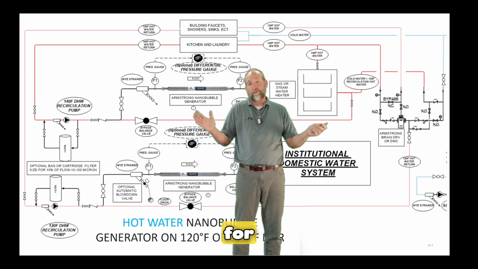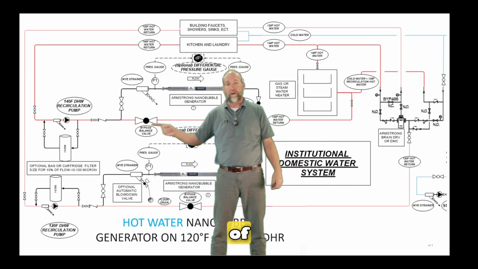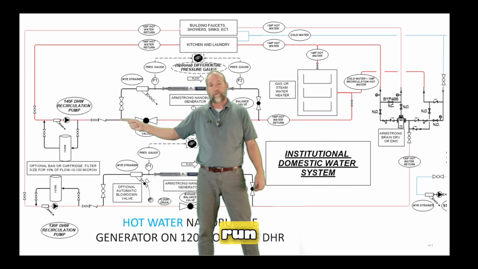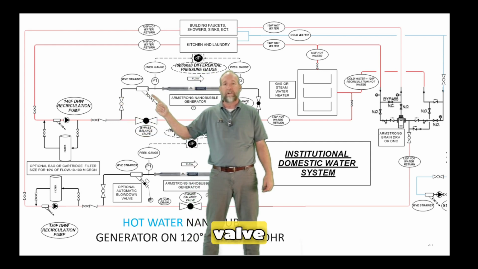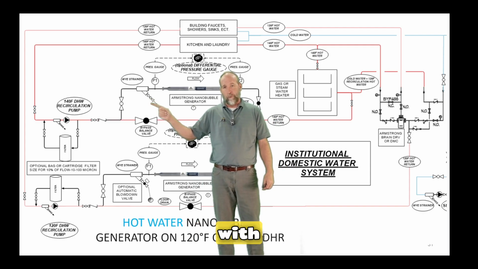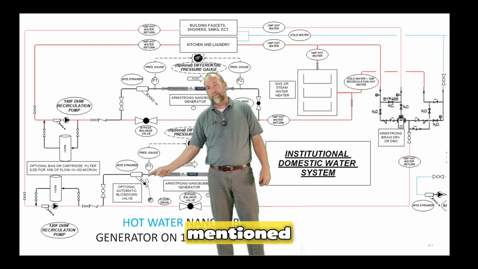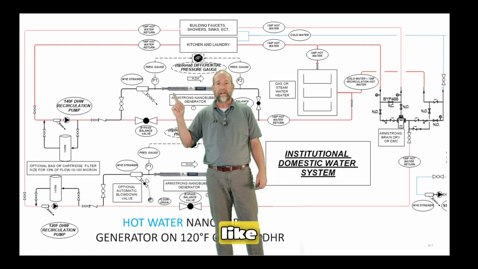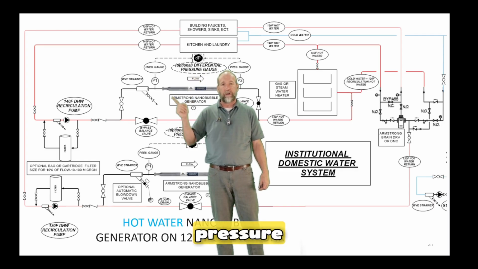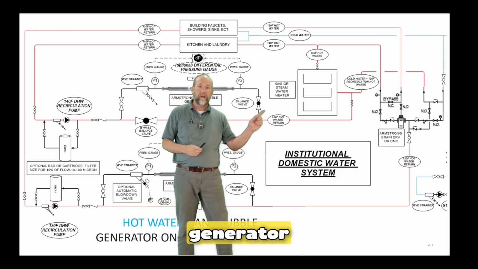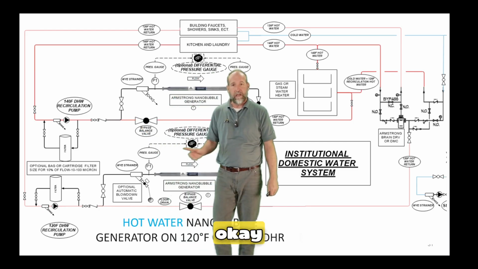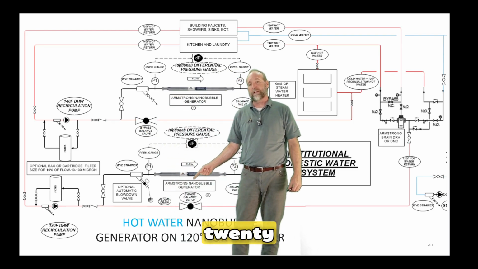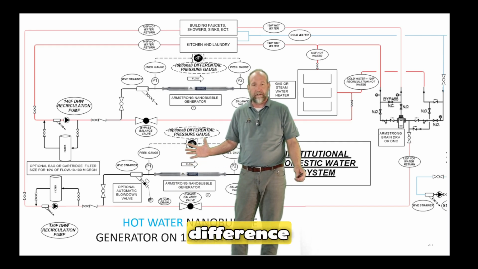So all you have to do for this system is find a place in this run of pipe right here to put a branch line. Come up here, you have an isolation valve, Y strainer with a blowdown, and you can also do, like I mentioned, the automatic blowdown if you'd like, pressure gauges or a differential pressure gauge, nanobubble generator, outlet isolation valve, and you're all set, okay? Do the same thing on the 120-degree loop. It really doesn't make any difference, okay?